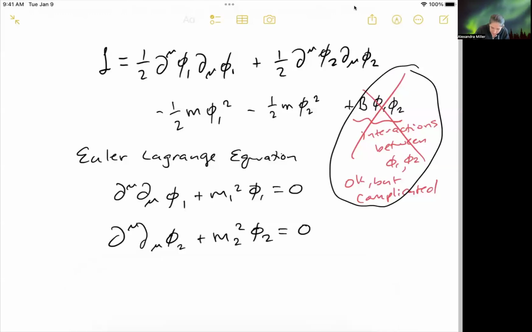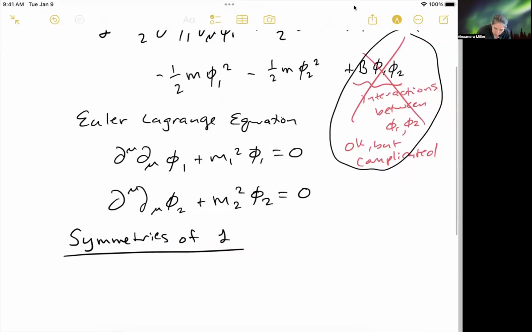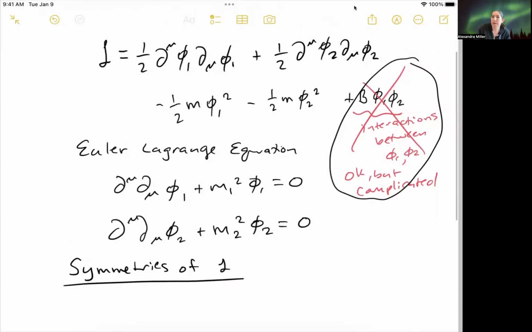So for instance, let's look at symmetries of L, of this Lagrangian. A symmetry that's very explicit in this is we could say, instead of dealing with the field phi1, let's consider a different field phi1 tilde, which is just negative phi1.